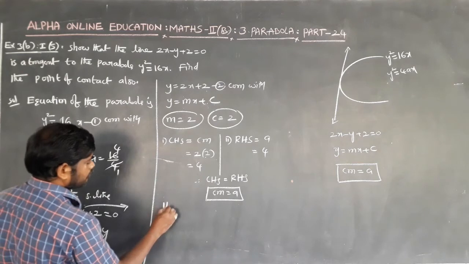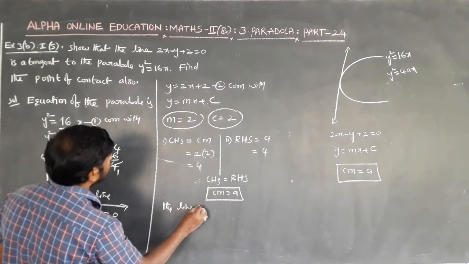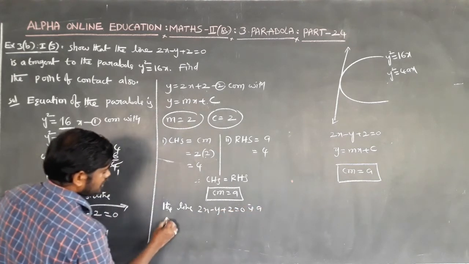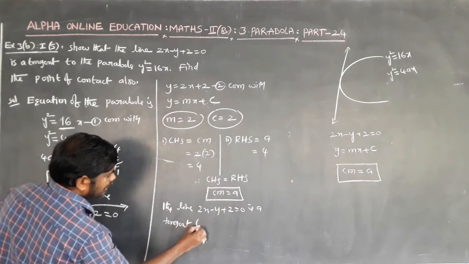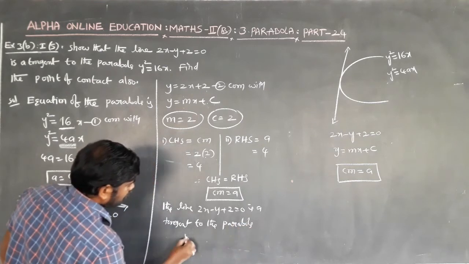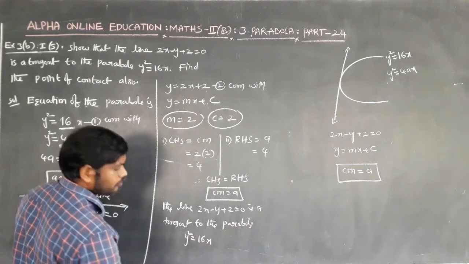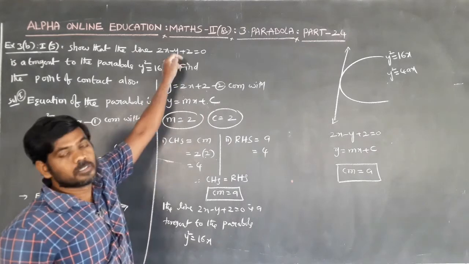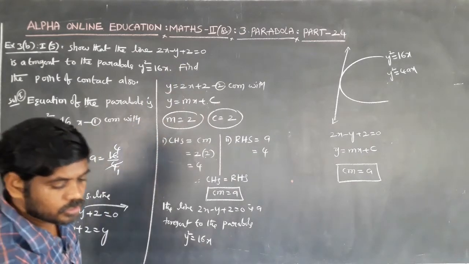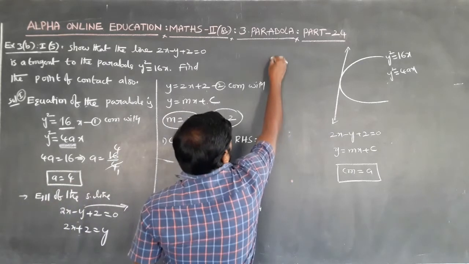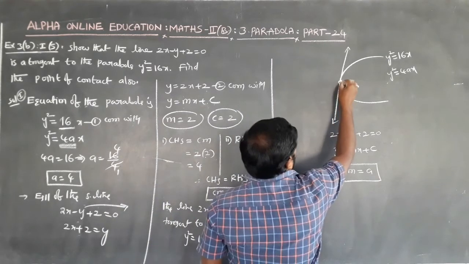So the line 2x minus y plus 2 equal to 0 is a tangent to the parabola y square is equal to 16x. This is the first part, proof. Here we prove that the line 2x minus y plus 2 is equal to 0 is a tangent to the parabola. Next one, second one is find the point of contact.